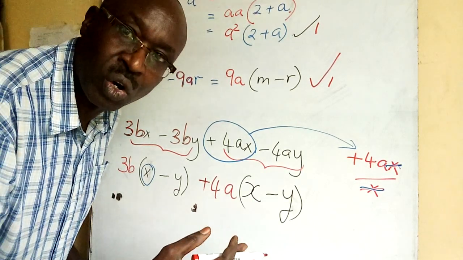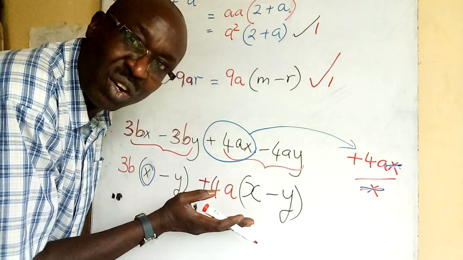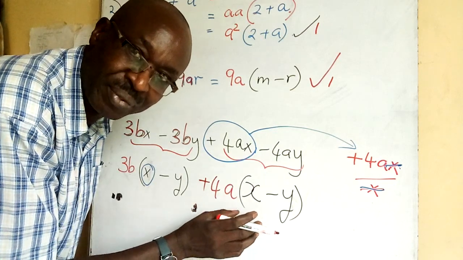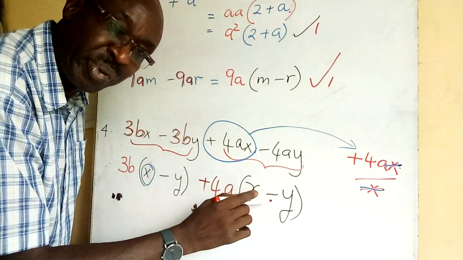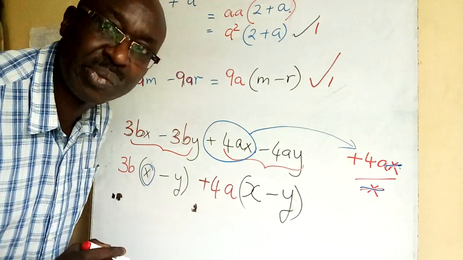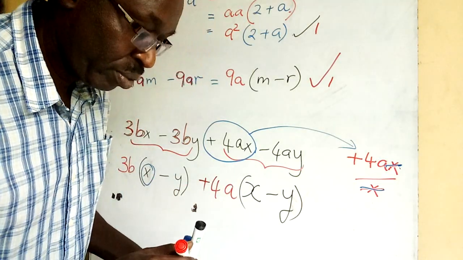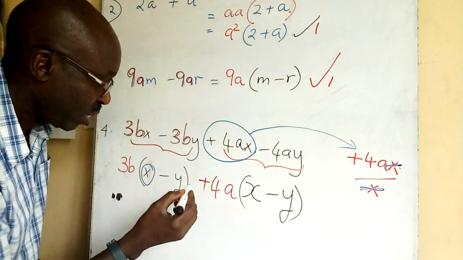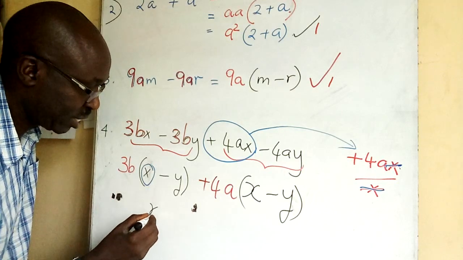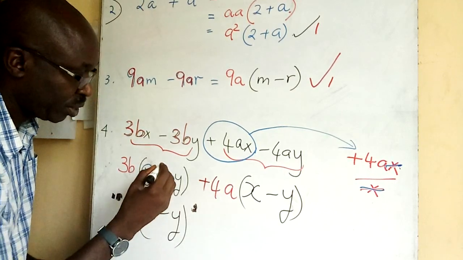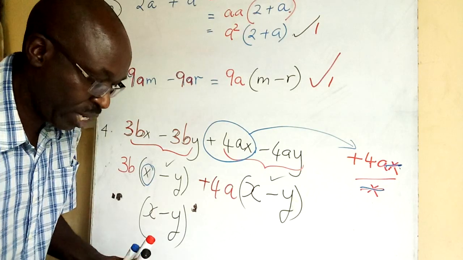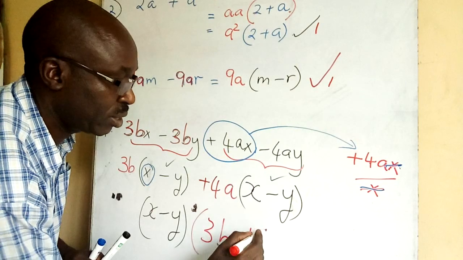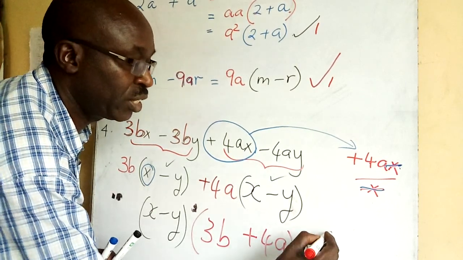Okay? Alternatively, just again look for what is common, take it out, make a bracket. Note, this bracket and this bracket must be the same, because finally you factorize again. Here I have x minus y, which is the same. Then you remain with what outside? 3b plus 4a. Now this is the answer.